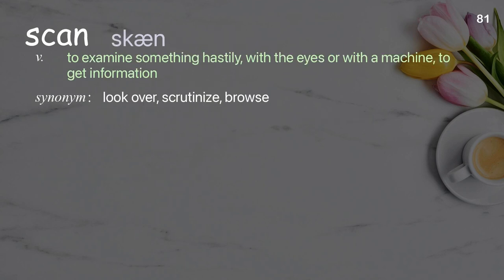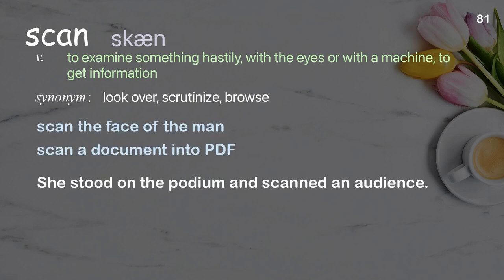Scan: to examine something hastily, with the eyes or with a machine, to get information. Examples: scan the face of a man, scan a document into PDF. She stood on the podium and scanned an audience.